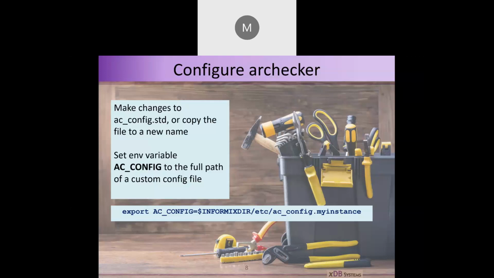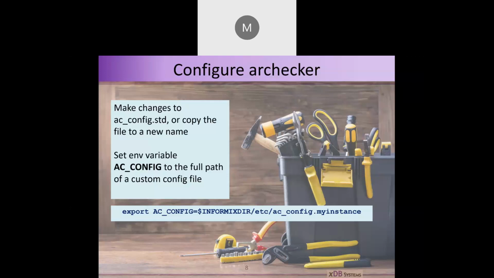What if you want to make some modifications here? There's a couple of things you can do. You can change that acconfig.std file with your customizations. You can add new entries. You can modify the entries that are there. Or you may prefer just to make a copy of that config file with your own custom settings in.